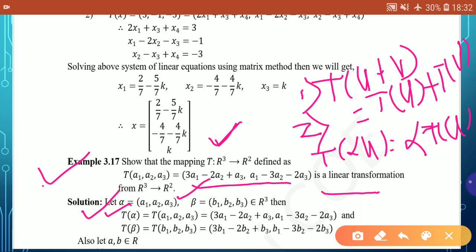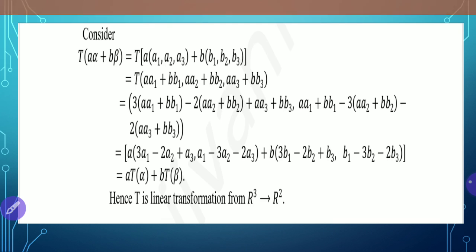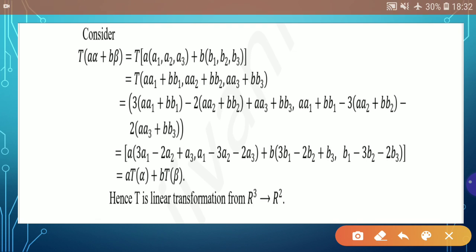Now T of alpha and T of beta, by this definition, will be equal to these two. Now consider two constants a and b belonging to R. After that we need to verify that T of (a alpha plus b beta) equals a times T of alpha plus b times T of beta. For that purpose we consider the left hand side, putting the values of alpha as (a1, a2, a3) and beta as (b1, b2, b3).